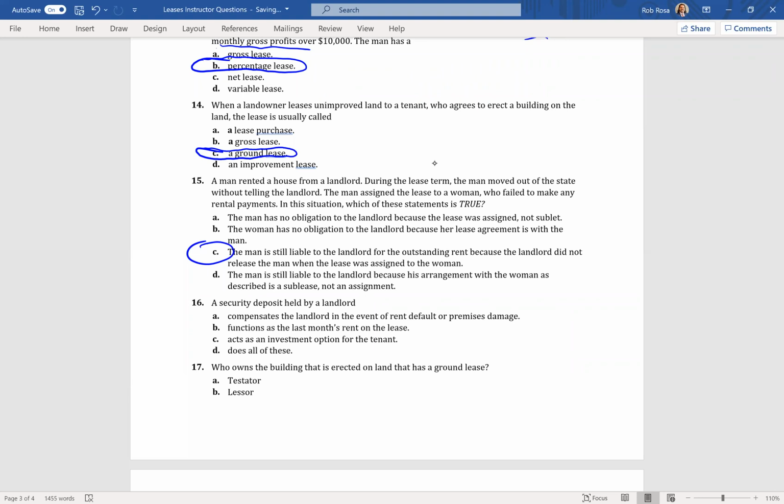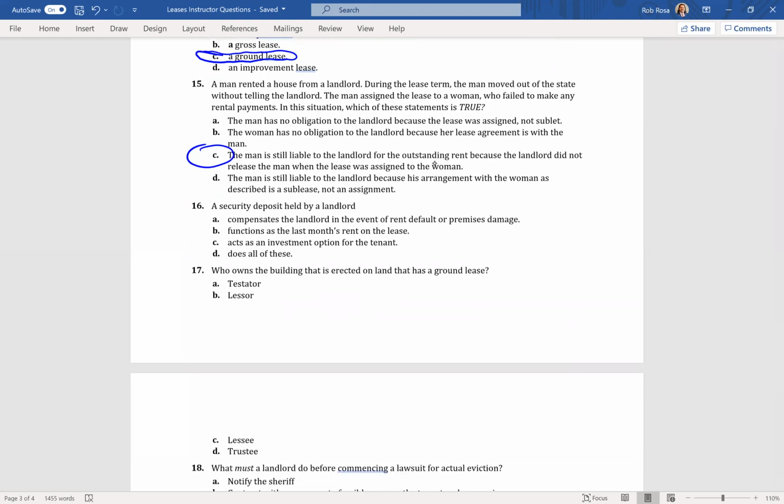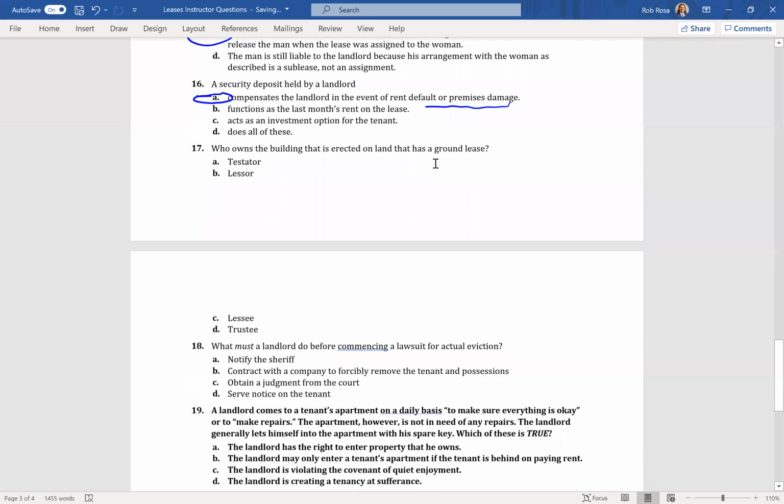Number 16, a security deposit held by a landlord, what does it do? C. A. A, compensates the landlord in the event of rent default or premises damage. All right. Number 17, who owns the building that is erected on land that has a ground lease? C. You got it, the lessee. So remember, usually it's separate ownership of the land and the buildings.